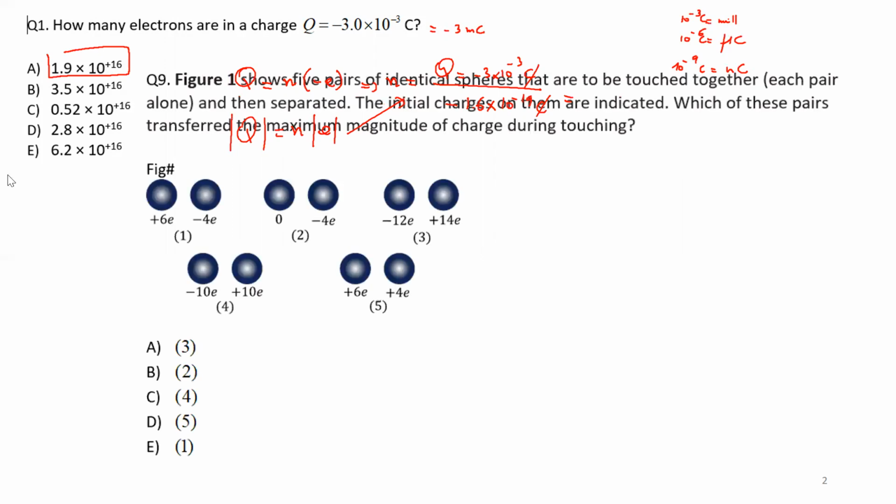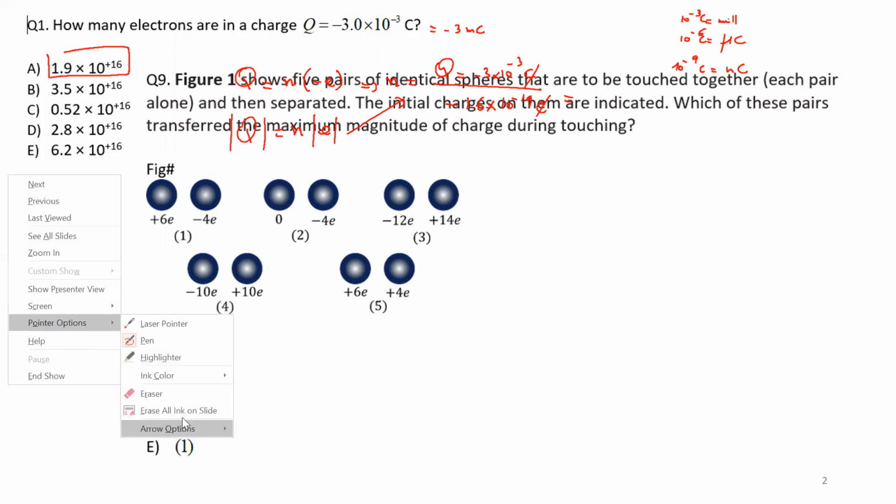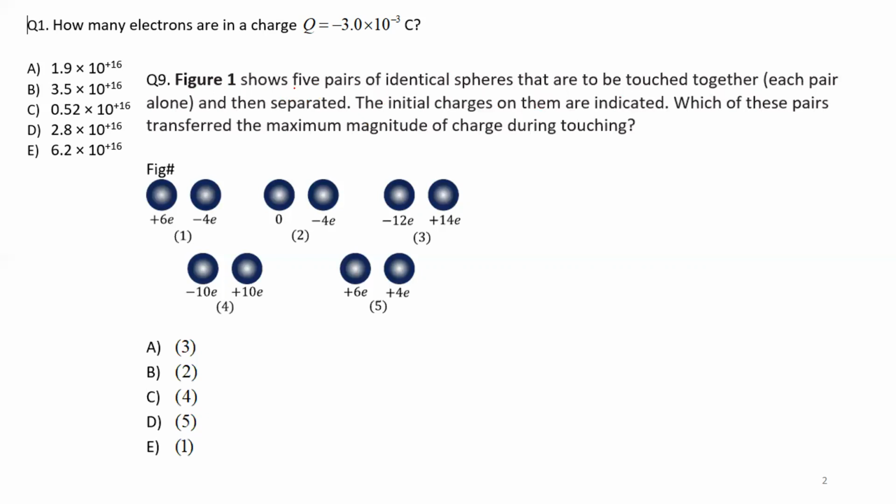Second question. Figure 1 shows 5 pairs of identical spheres, same radius, same area, that are to be touched together, each pair alone. So these two will touch together, these two will touch together, etc. They are first touched together, then separated. The initial charges on them are indicated. Initial charge here is +6e, this -6e. The initial charge here is 0, it's neutral. This one is -4, etc. Which of these pairs transferred the maximum magnitude of charge during touching? So I'm asking you which of these pairs has the maximum magnitude of charge transfer.